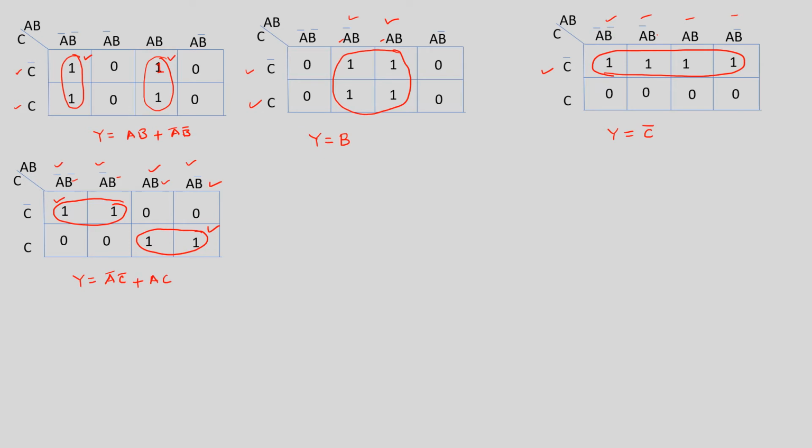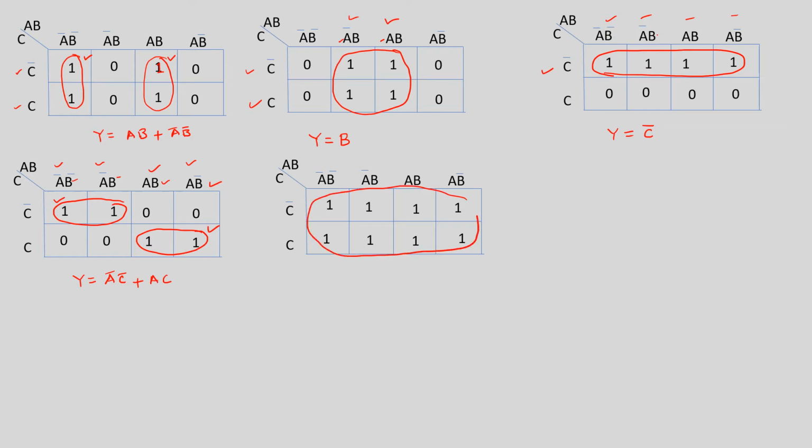Now let us see this K-map. In the last slide we have seen if all ones are entered in all the blocks, these ones are encircled like this, and answer for such type of K-map is 1.